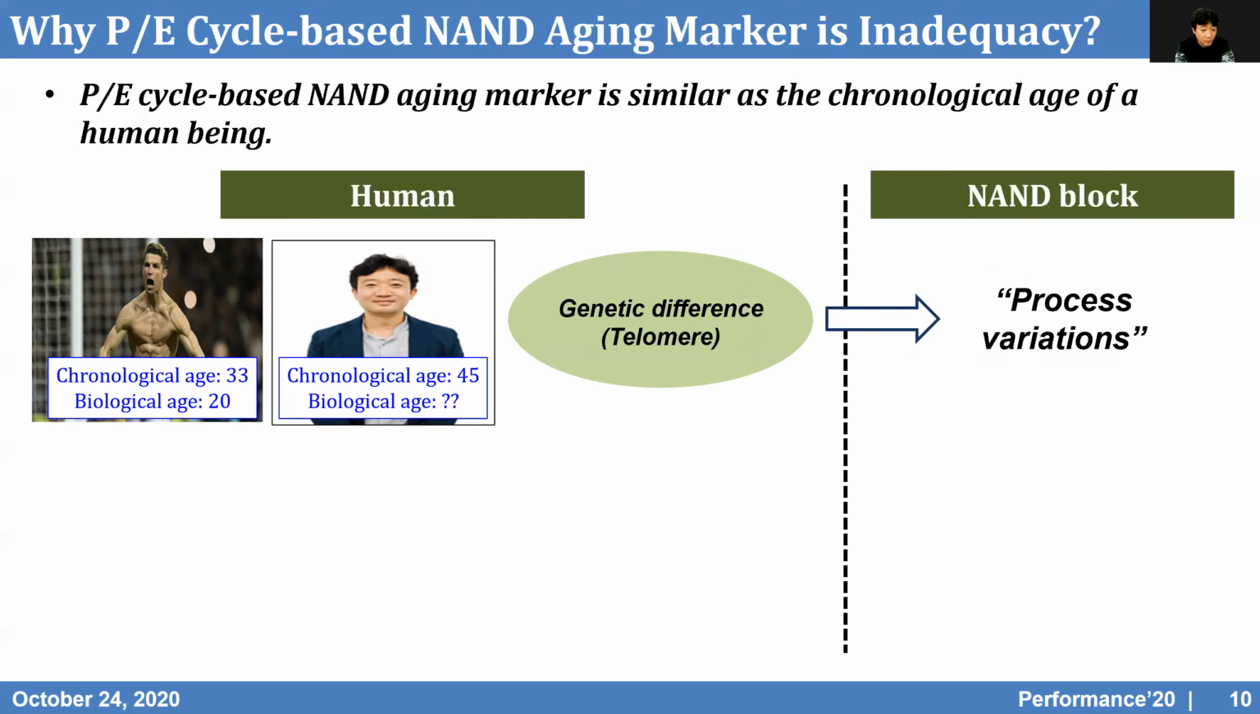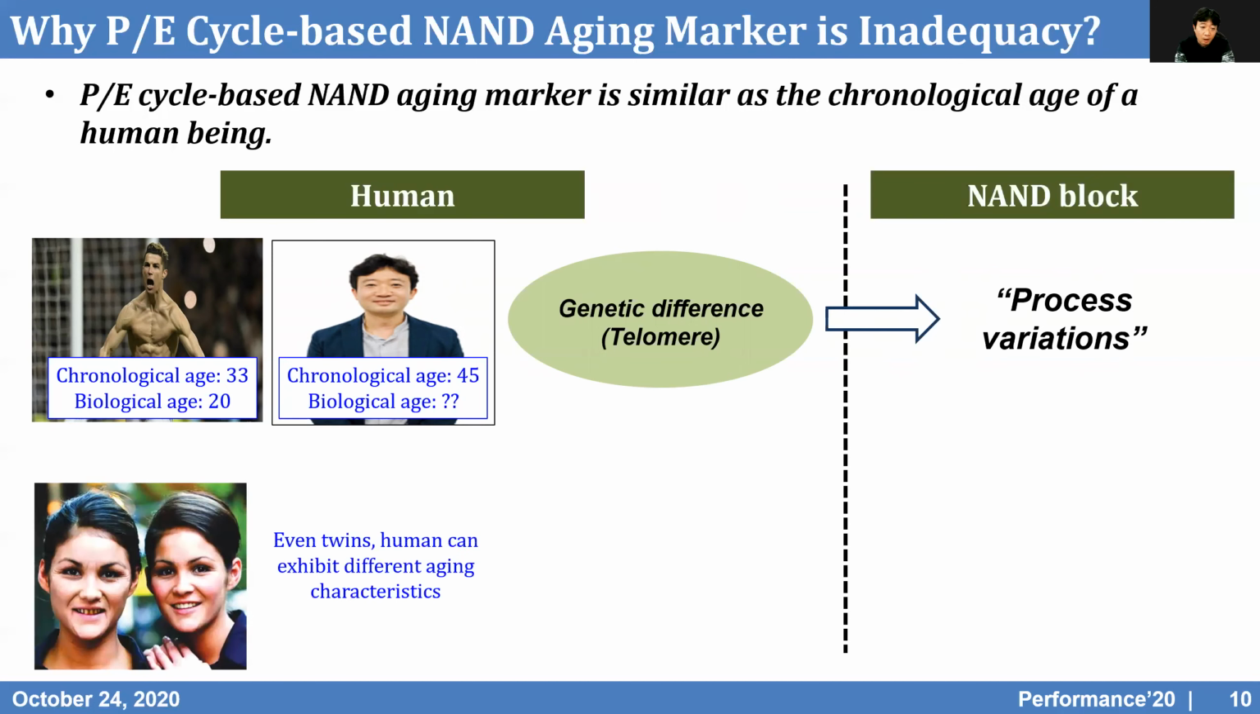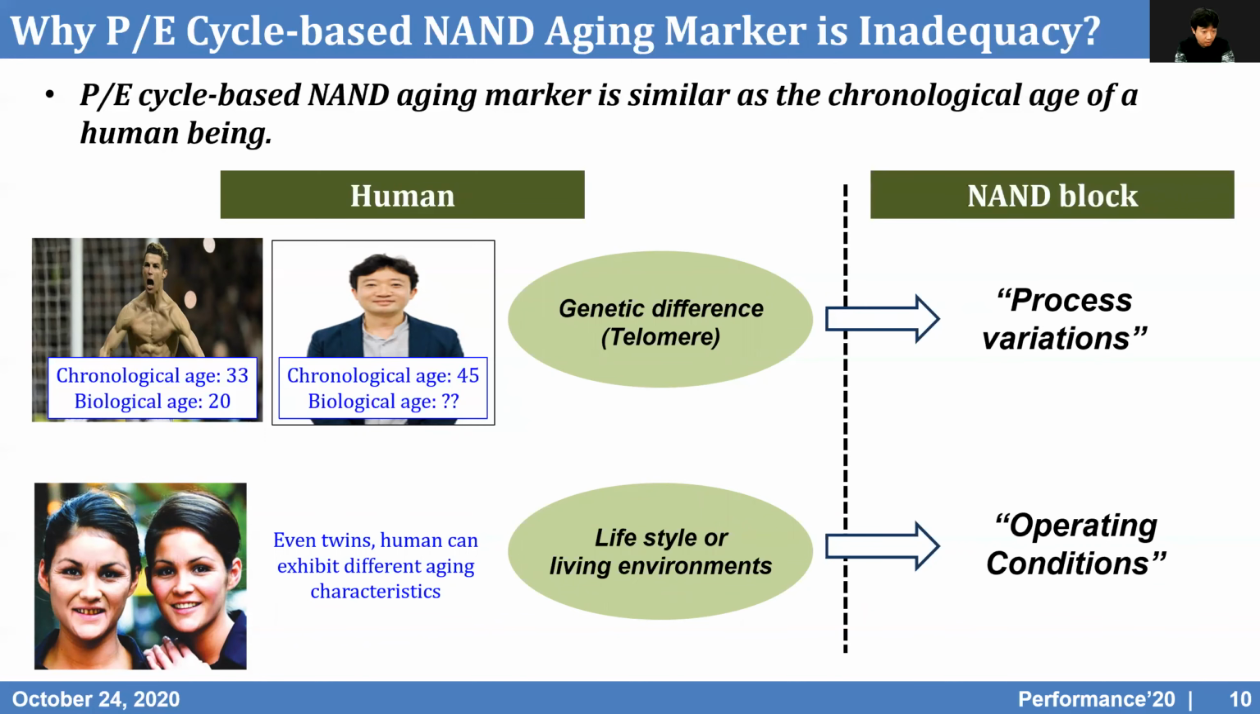Similarly, in NAND flash memory, each NAND block can have different aging characteristics because of process variations. Although the genetic characteristics are the same, for example in twins, humans can exhibit different aging characteristics due to lifestyle or living environments. Similarly, in NAND flash memory, each NAND block can have different aging characteristics because of different operating conditions.